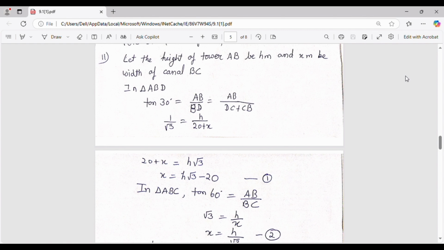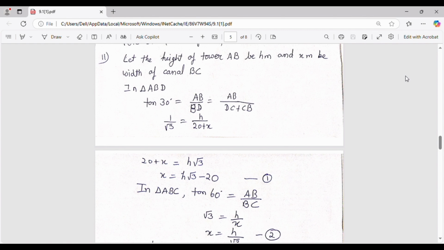Next question, question number 11. A TV tower stands vertically on the bank of a canal. From a point on the other bank directly opposite the tower, the angle of elevation of top of tower is 60 degree. From another point 20 meter away from this point on the line joining this point on the front foot of tower, the angle of elevation of top of tower is 30 degree. Find the height of tower and width of the canal.